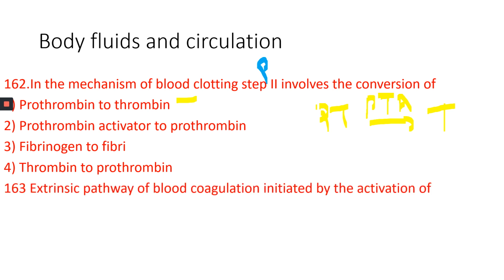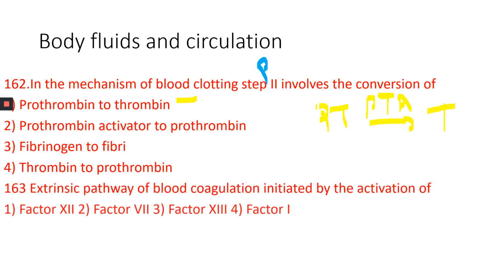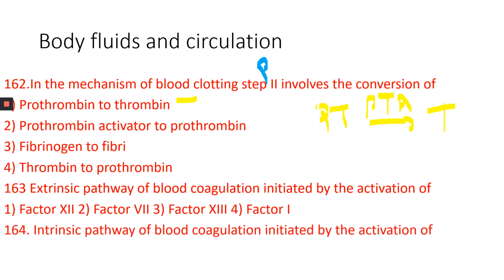Next one, extrinsic pathway of blood coagulation is initiated by the activation of which factor? In the extrinsic pathway, the answer is factor 7. Once again, if you are not perfect in this topic, you can see those videos again, so that you can master those topics.